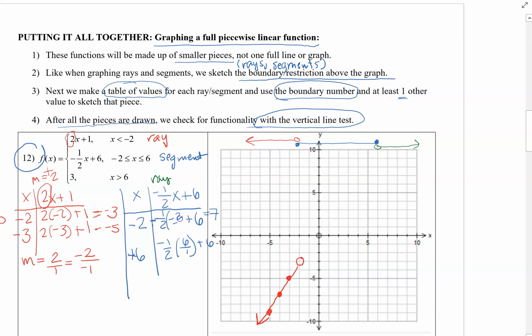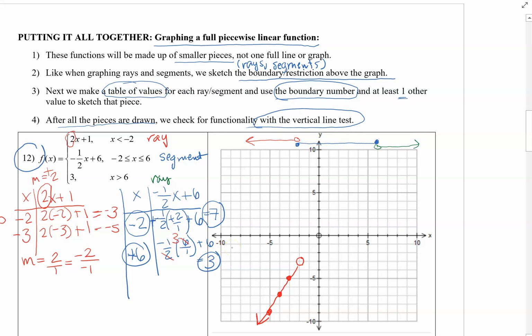So this is negative 2 over 1. So the negatives canceled and the 2 divided by 2 reduced to 1. So it was 1 plus 6. Here the negative won't cancel, but the 2 and the 6 will reduce and make it a 3. So the negative 3 plus 6 will be positive 3. So I have a point at negative 2, positive 7, and then at positive 6, positive 3.